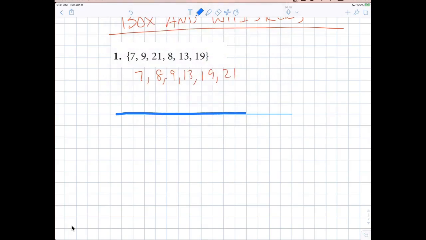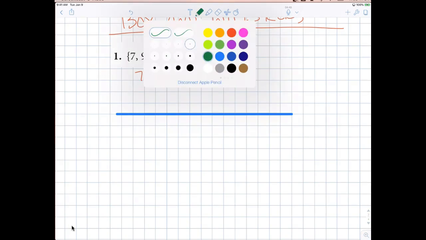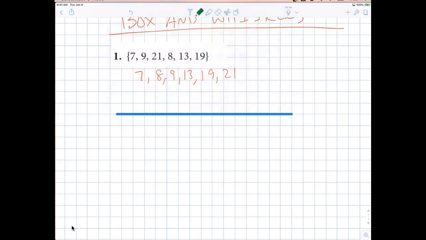We're going to now try to create kind of like a box and whiskers. All right. Now, here's what I want you to do. The first thing is we're going to find the median. I want you to put a mark right here, and that's going to be our median.